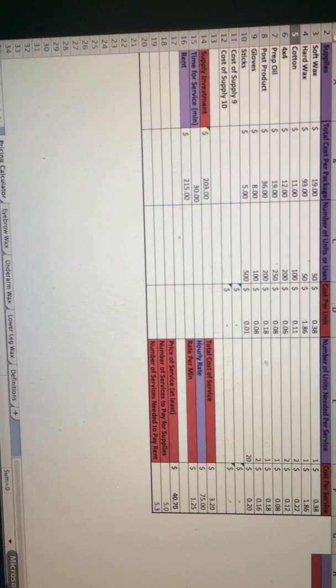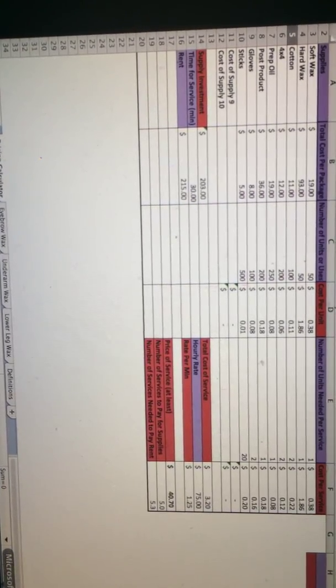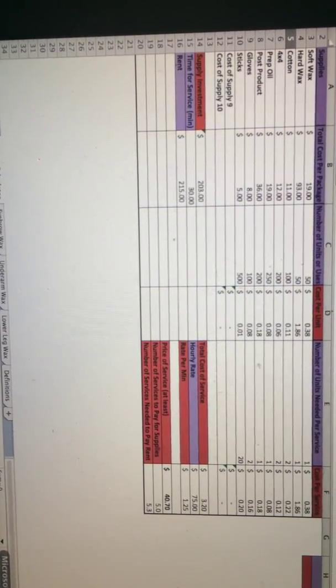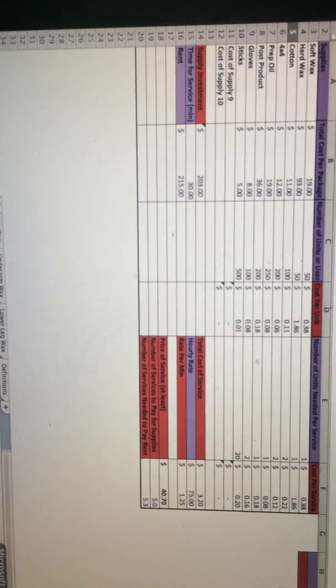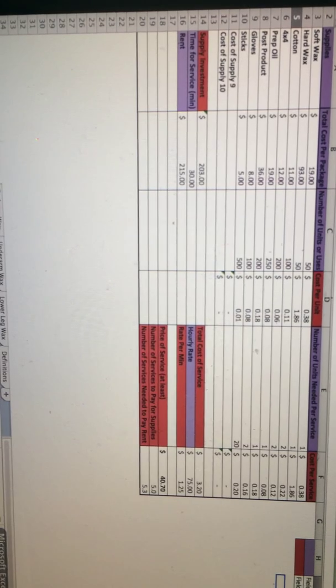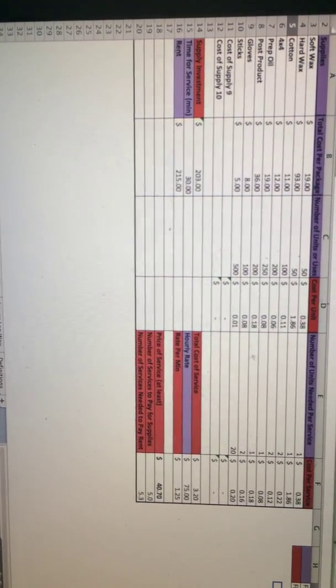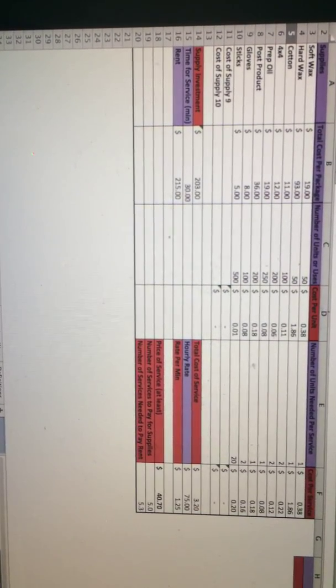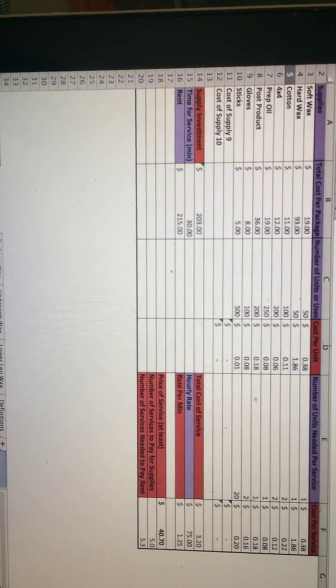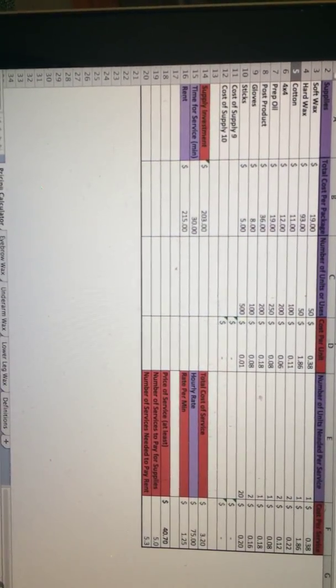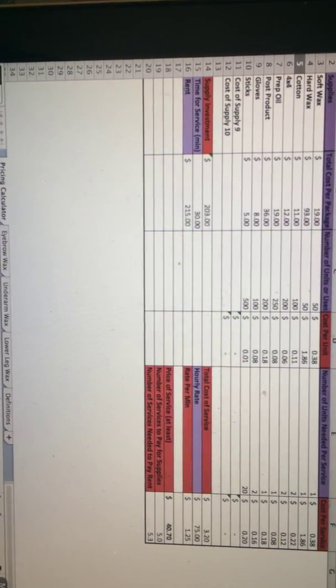And then we have the number of units needed per service. In my Brazilian wax, for example, if we're looking at cotton, I use 2 pieces of cotton per Brazilian wax. Then I have a formula in there that breaks down the cost per service in column F. At the bottom, you can see the supply investment that calculates automatically for you.